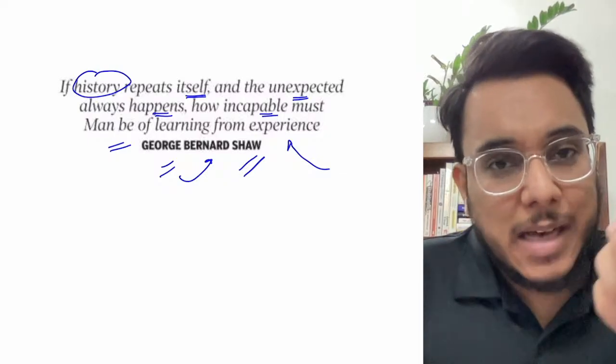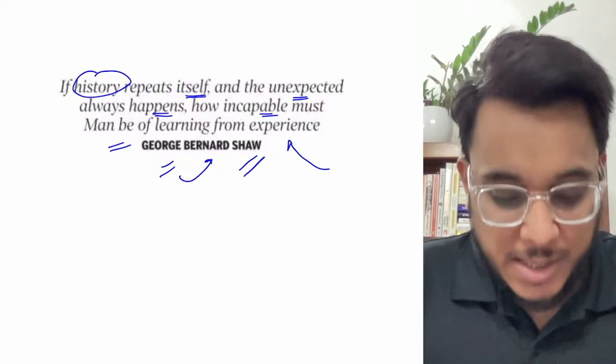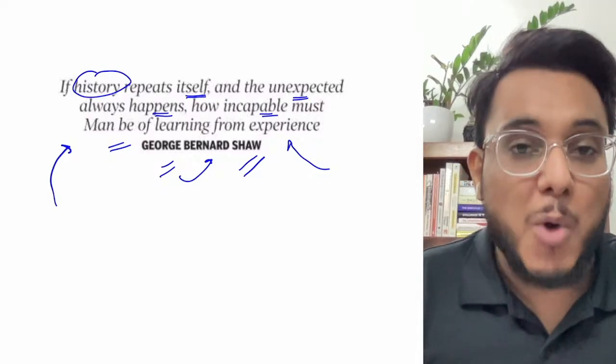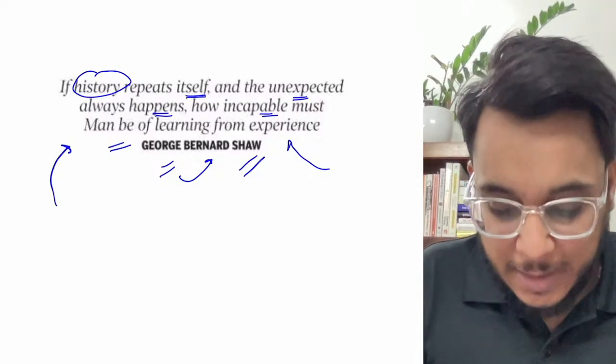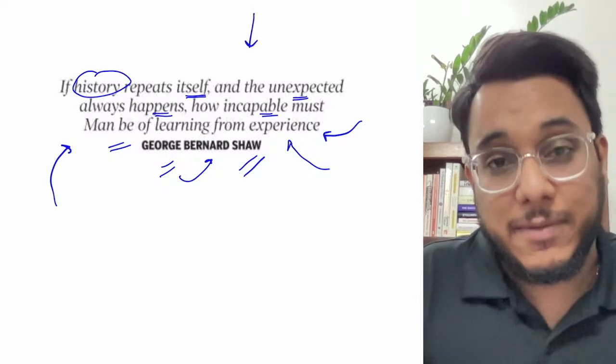So man is a poor learner. He doesn't learn from history. He repeats the same mistake. So it shows how incapable a man is of learning, that we cannot learn from our experiences. Okay, so this is something that is very impactful.